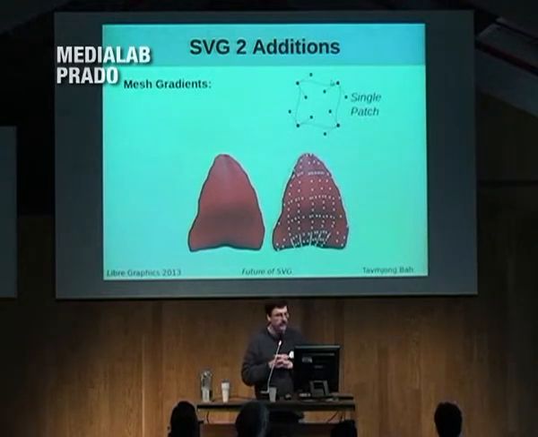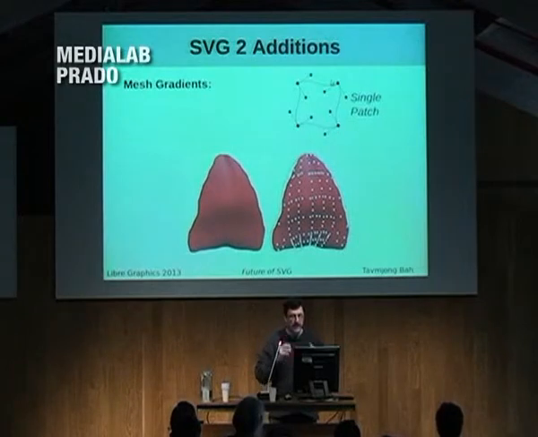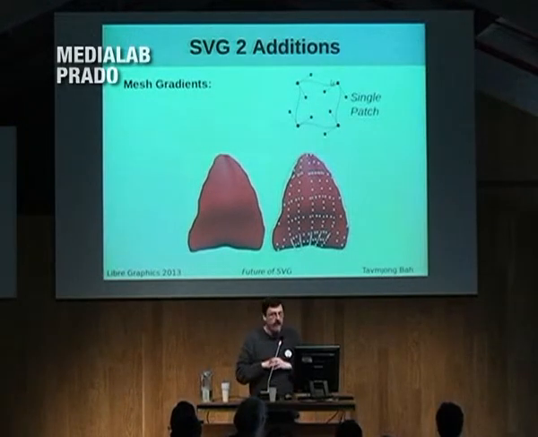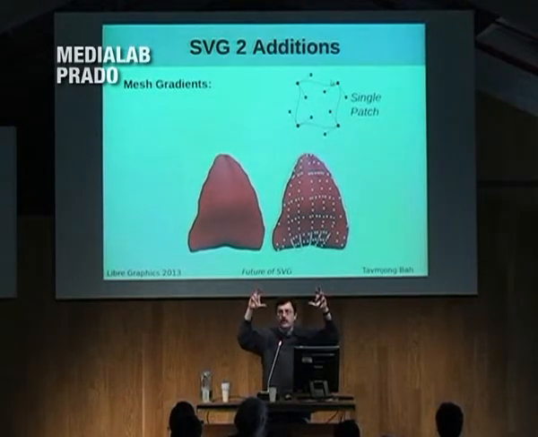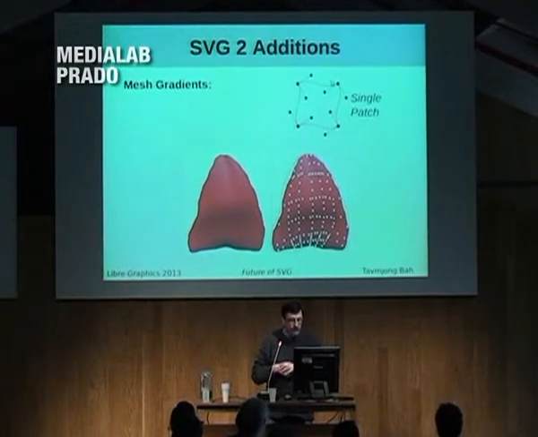And of course, my favorite is mesh gradients. A mesh is made up of a whole series of these patches. You define the colors at the corners of the patches, and then the color inside gets diffused in. So here's a petal from a flower showing a patch.